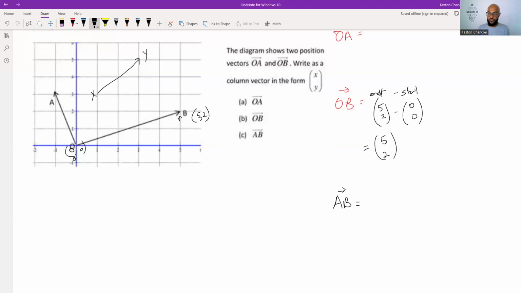Remember from what we learned before, AB is going to be AO plus OB. Remember that from last week? And if we know what OA is, AO is negative OA. So whatever OA is, you're going to put a minus sign in front of that and change the values of it. So now once you have that, you can add those two together to work out what AB is.